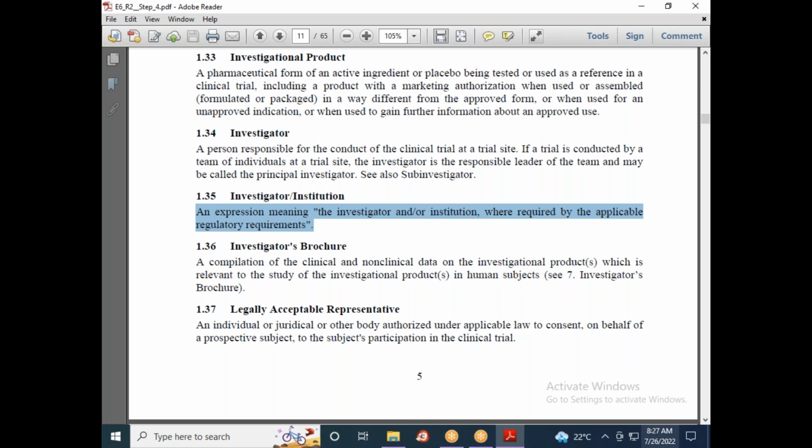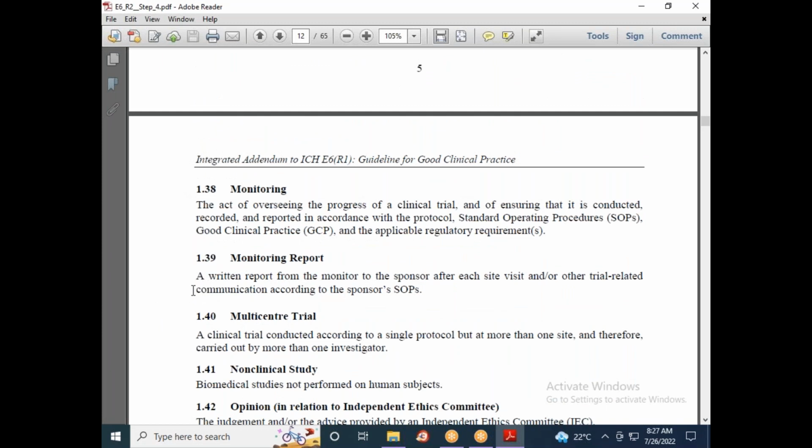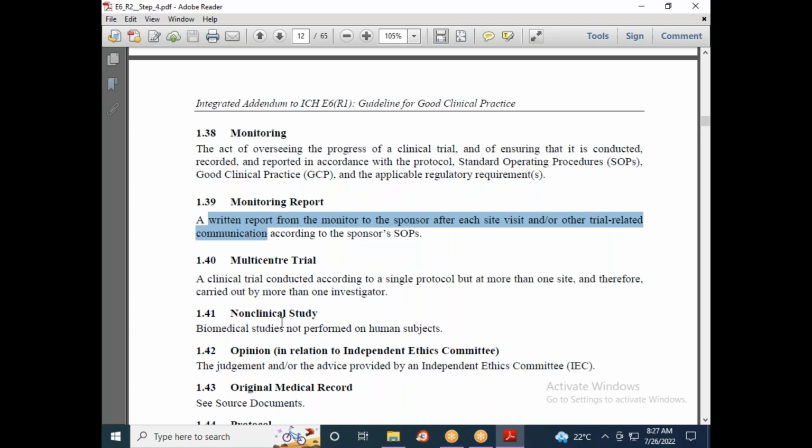Legally acceptable representative: whenever the subject is 3 years old or a minor, on their behalf one representative should sign the ICF. Okay, that is the legally acceptable representative. Monitoring means observing whether the activities are going in the right way, yes or no. Monitoring report means generating a report.